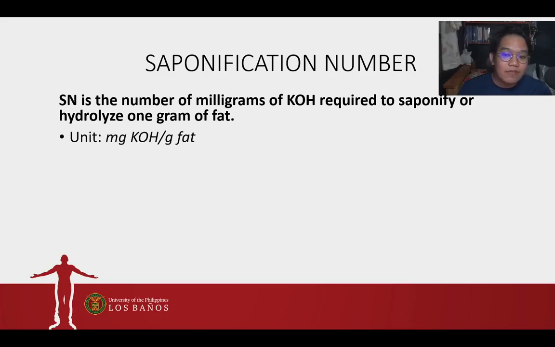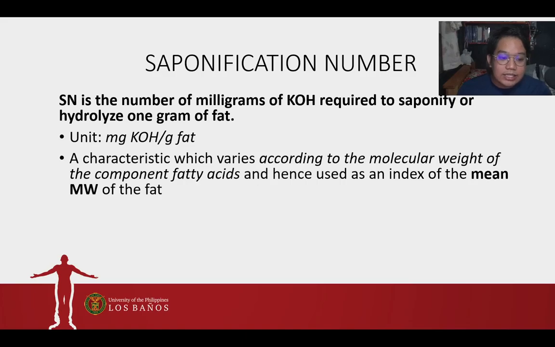So the unit for saponification number is provided as milligram of KOH per gram fat, and this is a characteristic which varies according to the molecular weight of the component fatty acid. So minsan kasi yung ating fatty acid may differ depende dun sa ating oil component. That's why what we do is we use index in the means of mean molecular weight of the fat. So mean yung ginagamit natin. So hindi kasi kumbaga hindi same yung identity ng R group ng ating triglyceride sa ating fat, 'di ba? So, to compensate for that, ang ginagamit natin ay mean molecular weight.